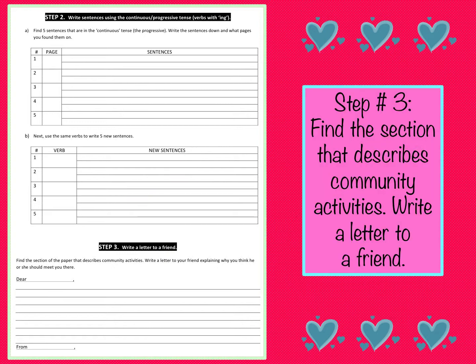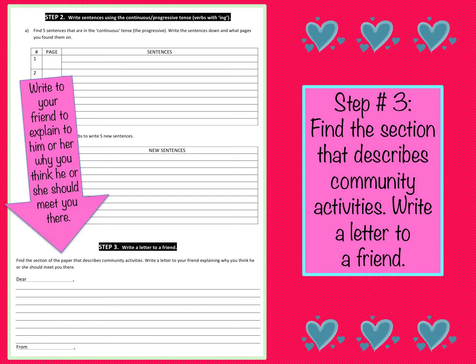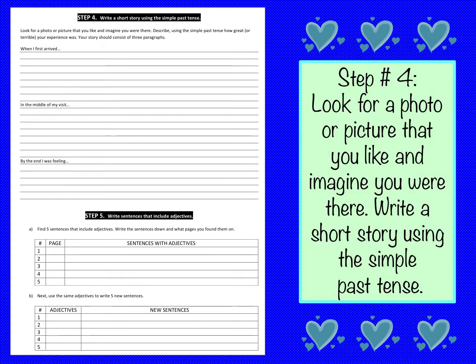Step number 3. Find the section that describes community activities. Write a letter to a friend. Write to your friend to explain to him or her why you think he or she should meet you there. Step number 4, on the next page. Look for a photo or picture that you like and imagine you were there. Write a short story using the simple past tense.